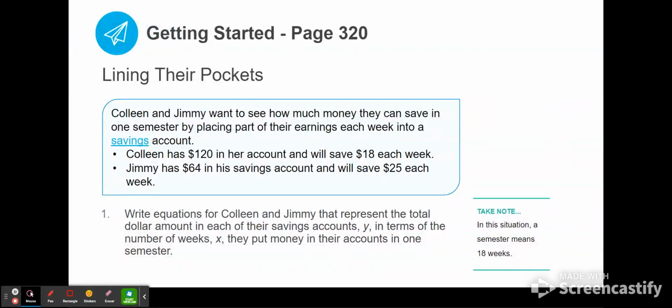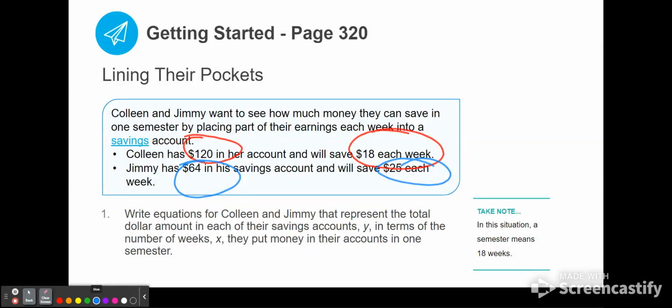All right, turn the page to page 320. Colleen and Jimmy want to see how much money they can save in one semester by placing part of their earnings each week into a savings account. Colleen has $120 in her account, and she will save $18 each week. And then Jimmy has $64 in his savings account, and he will save $25 each week. We're going to write equations for Colleen and Jimmy that represent the total dollar amounts.